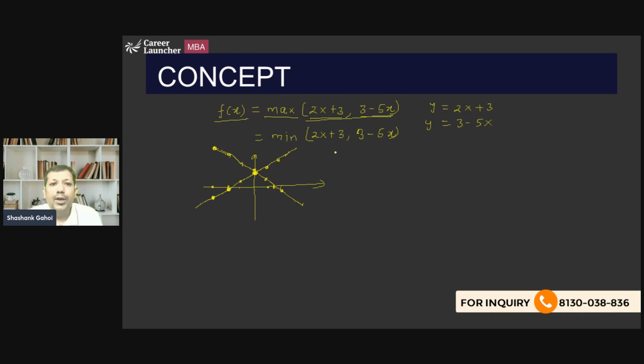Now I'm talking about a maximum function. What is a maximum function? Maximum function means when I am getting two values, I am going to pick up the higher value. So this value will be selected if I'm talking about the maximum function. If I'm going to talk about the minimum function, I'm going to pick this value. So this, then this, then this, then this.